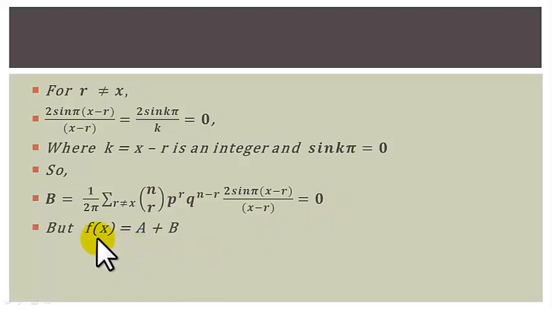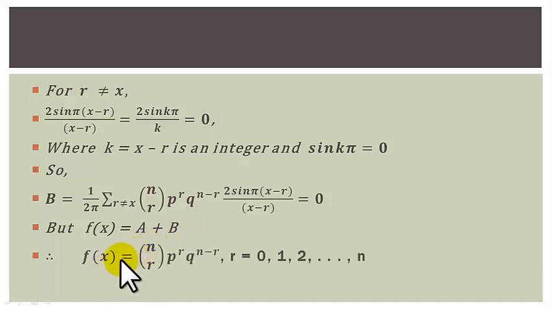But f of x has now been split into 2 parts, that is a plus b. And this is equal to f of x, b is 0, so that means f of x will be equal to a, which is equal to n combination r, p to power r, q to the power n minus r, for r equals 0, 1, 2 to n.